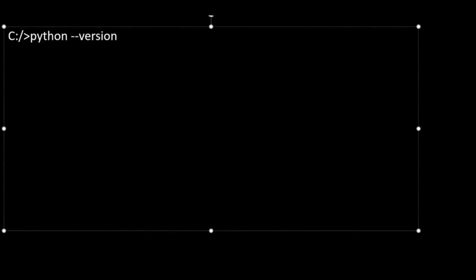Once the command line is open, type python space --version. When you hit the enter key, you're going to see the version of Python you've installed. In my case, I have Python version 3.13.3. Start using the command line to code.